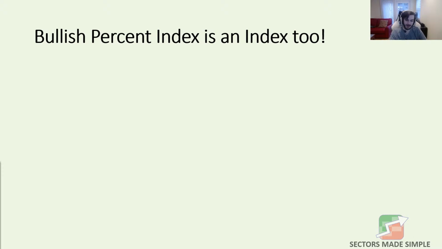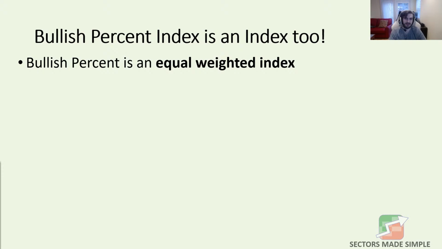But unlike all of the other ones that we've talked about today, where the bigger companies get a bigger say, whether it be market or price weighted, Bullish Percent is an equal weighted index. Ta-da! Everything's full circle. We've now used all of the examples from before. But Bullish Percent is equal weighted, which means that Google is worth the exact same as Netflix, as is Zoom.